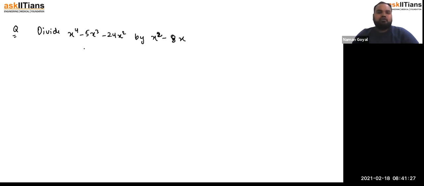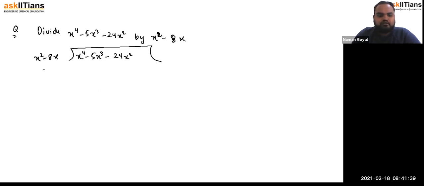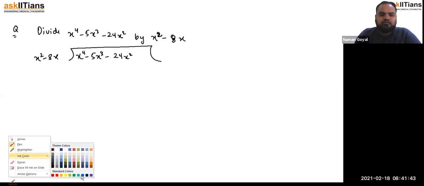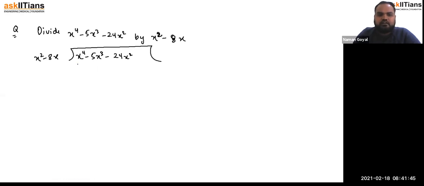Okay, so what we have to do is divide this quantity by x square minus 8x. As I told you, the first step is to divide the first term of this one by the first term of this one. So x raised to power 4 upon x square, you will get x square. Then you have to write down this x square here.